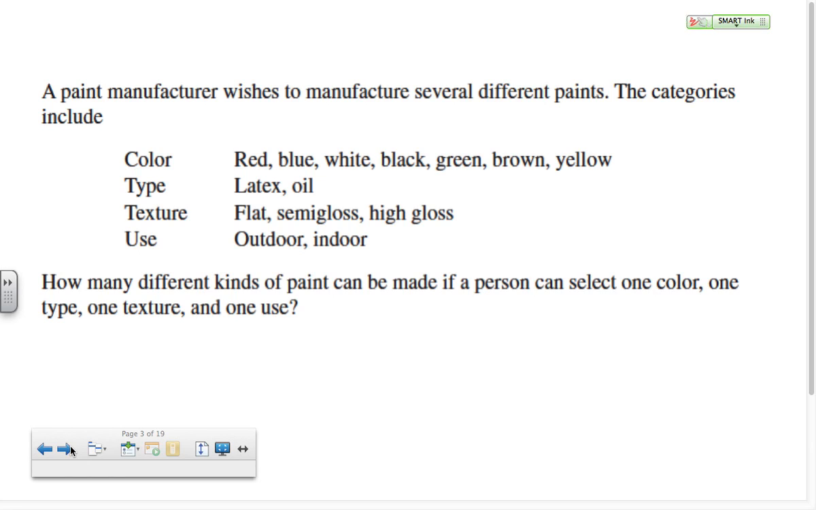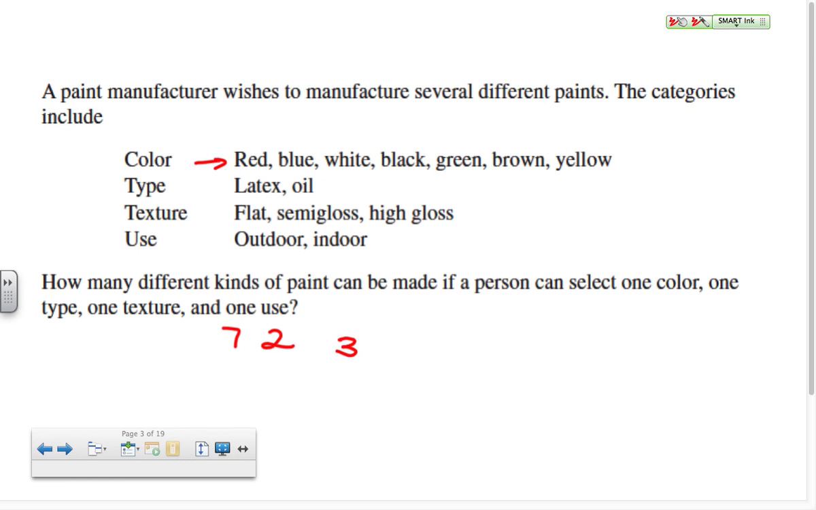So, say a paint manufacturer wishes to manufacture several different paints. The categories include color, which we have red, blue, white, black, green, brown, and yellow. Type, latex and oil. Texture, flat, semi-gloss, and high gloss, and use, outdoor and indoor. So if the paint manufacturer wanted to know how many different possible types of paints can I create using this, we're going to multiply. We have 7 colors. We have 2 types.